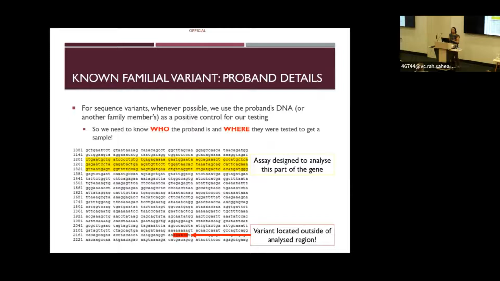The other thing we like to know is the proband details. The reason for that is we like to get a little sample of the proband's DNA, or another family member's DNA who also has the variant. We like to use it as a positive control for our testing, because we want to make sure that we're actually looking at the right part of the gene to detect the variant. We don't want this situation up here where we're looking up there and the variant's actually down the bottom. So it's very important that you give us that information about who the proband is and where they were tested, so then we can go on and get a DNA sample to use as a positive control.